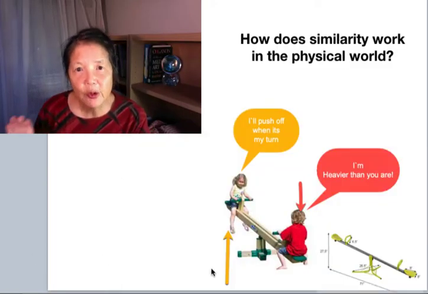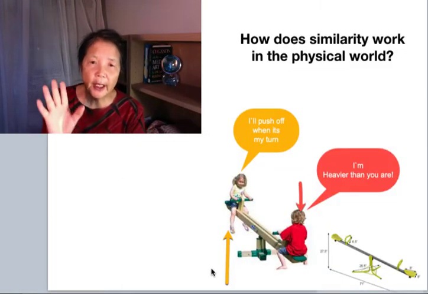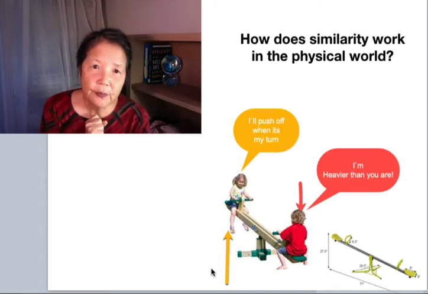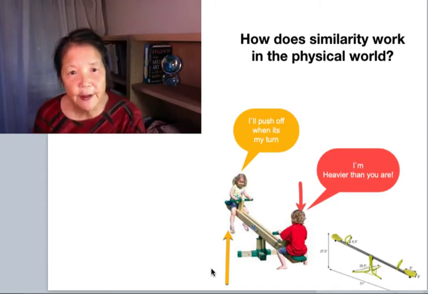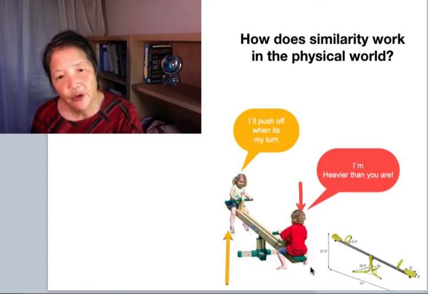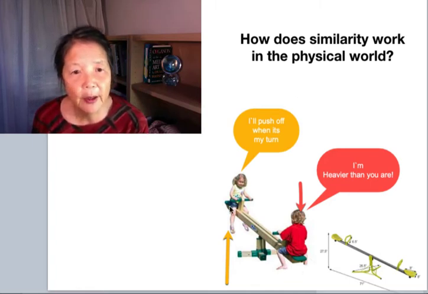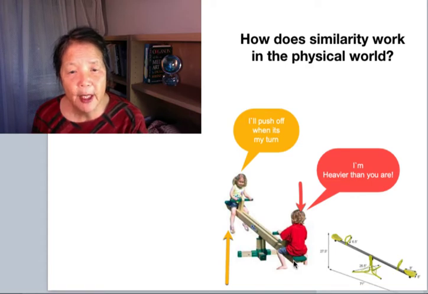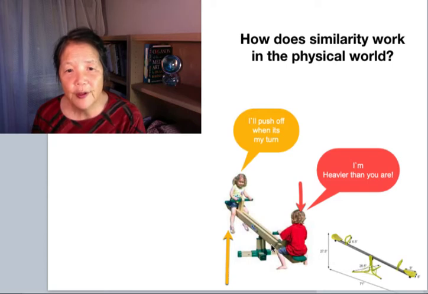Now, I'm going to go back to a physical analogy. It's a little bit different. How does similarity work in the physical world? If you have two children at the park playing on a seesaw, this boy says, "I'm heavier than you are, so I can control this seesaw," basically. And she says, "When it's my turn, I'm going to push off." So she pushes off from here, and he can stay down or do what he wants because he's heavier, right?